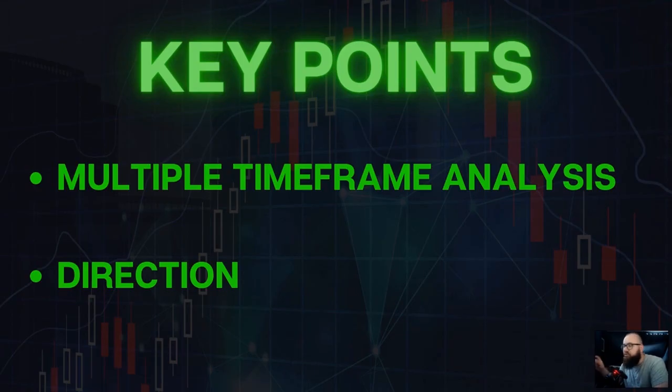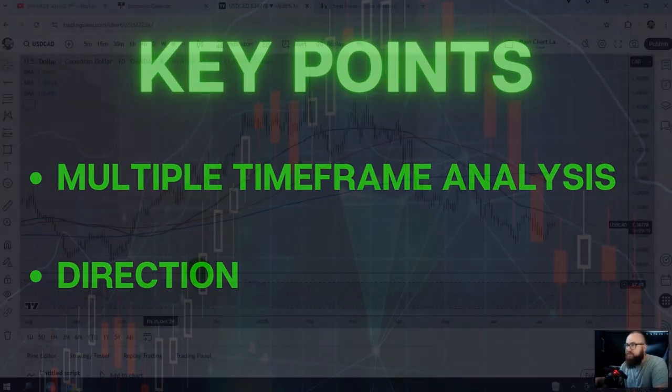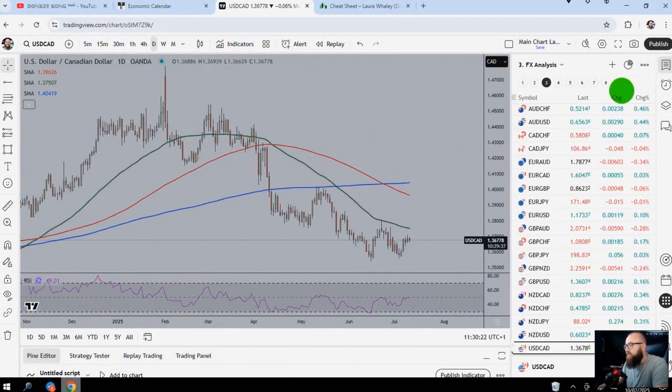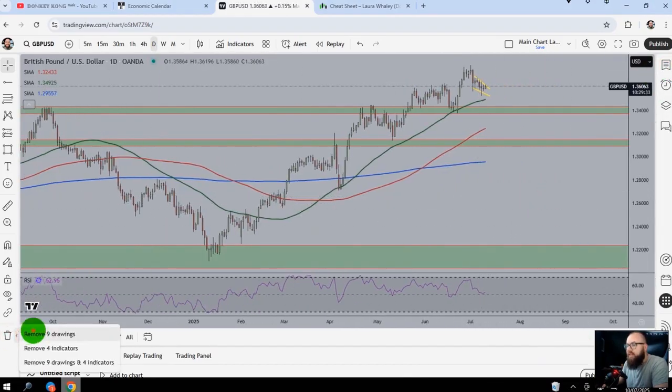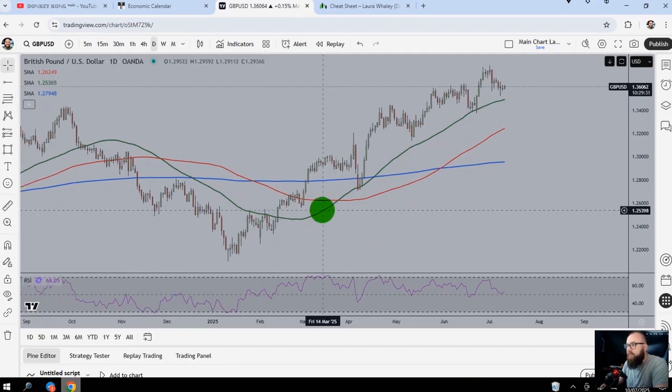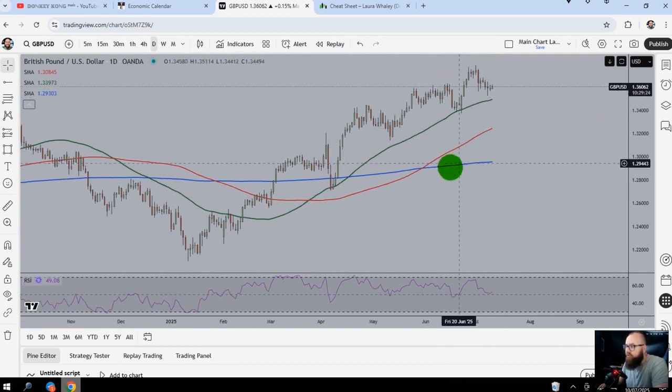So use multiple time frame analysis. And let me demonstrate that by going back to pound US dollar. So we have a nice clear uptrend here on the daily. Okay, we have a retrace move here, a retrace move here, a retrace move here. Price is now in another retrace move.